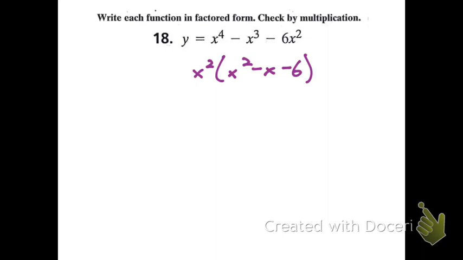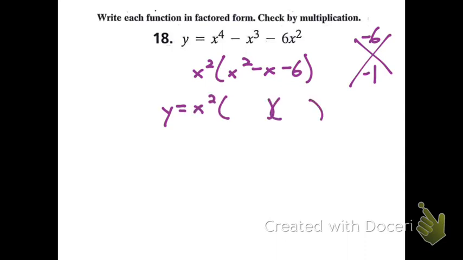Now, what are two numbers that multiply to a negative 6 and add up to a negative 1? I'll give you time to think about it. Go ahead. 3 and 2, right? Almost. Got to make the 3 negative then. So x minus 3, x plus 2. All right. Moving right along.